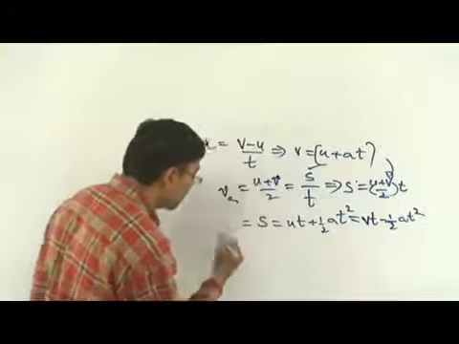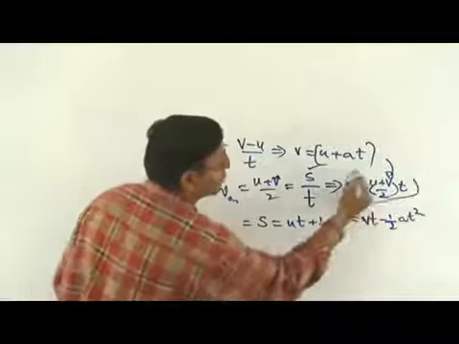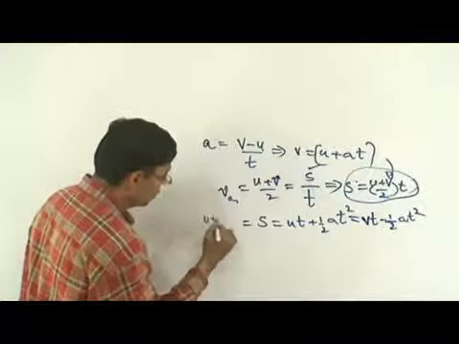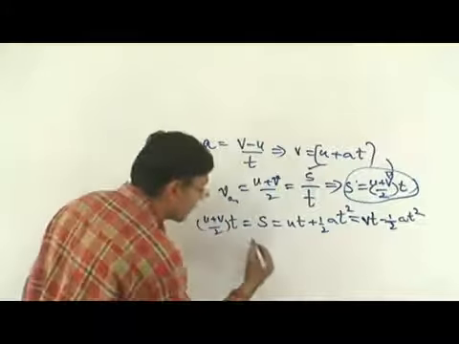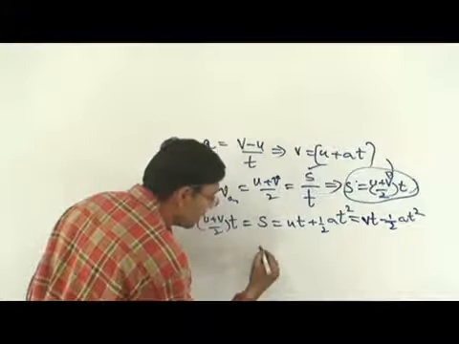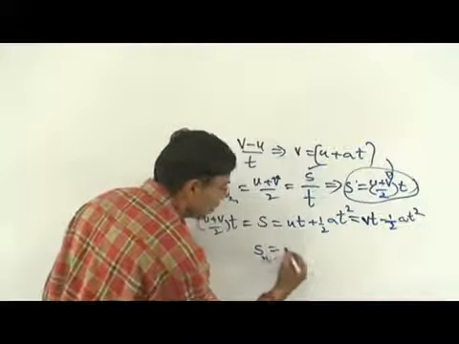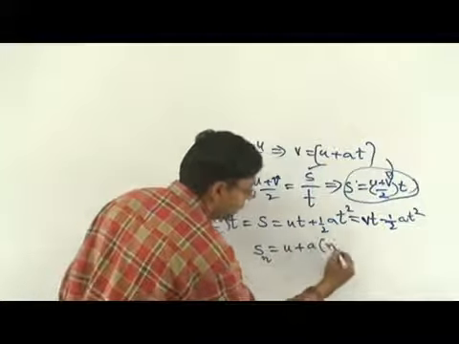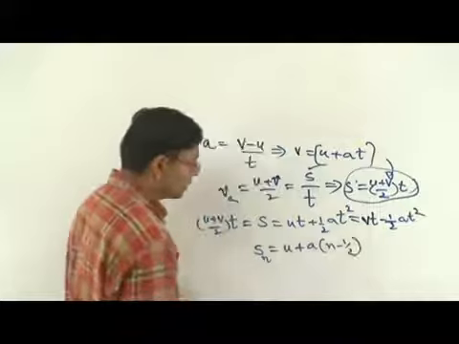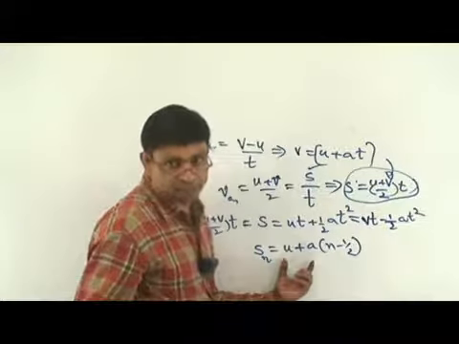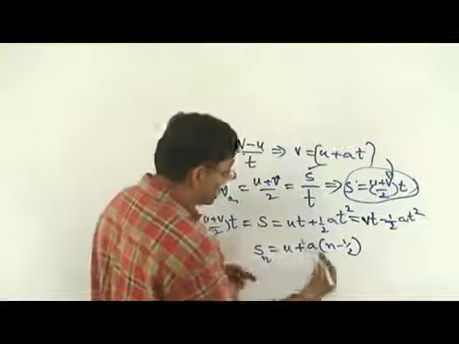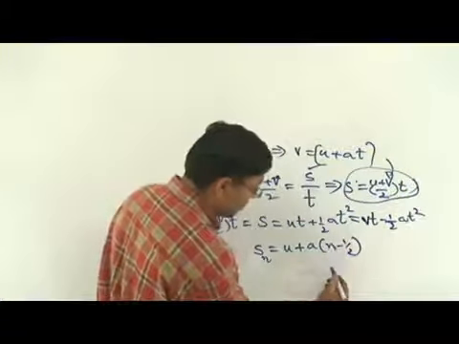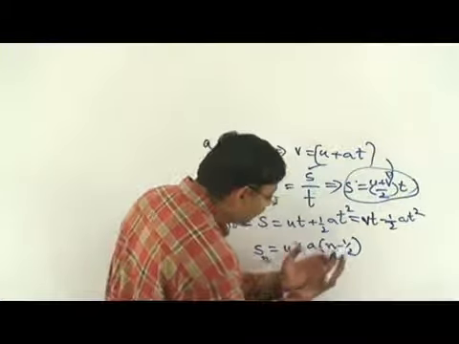The same displacement can also be written directly like this, average velocity into time, so u plus v by 2 into t. Displacement of the body in the nth second is u plus a into n minus half. Mind you, this is displacement in n seconds minus displacement in n minus 1 seconds. Here this nth second could be the 10th second or 8th second or 9th second, doesn't matter.